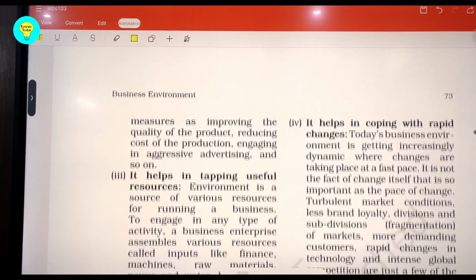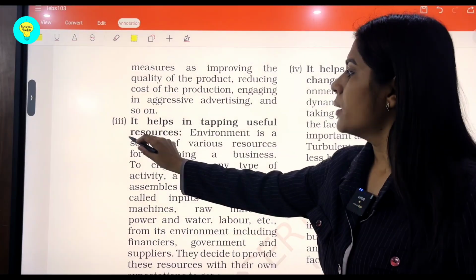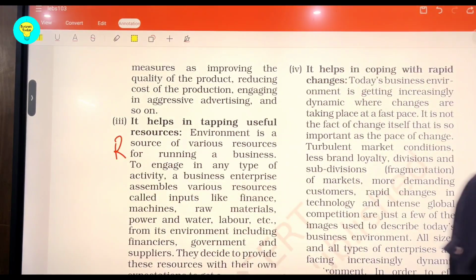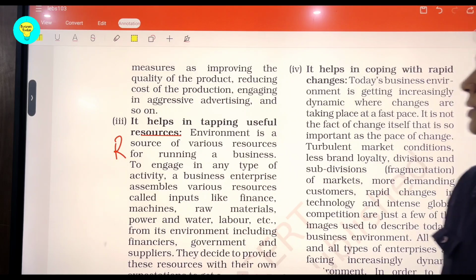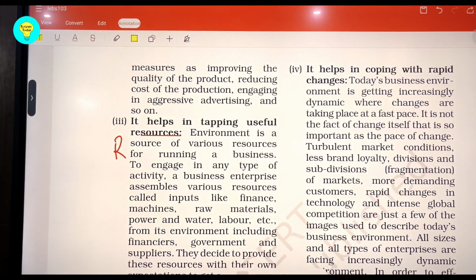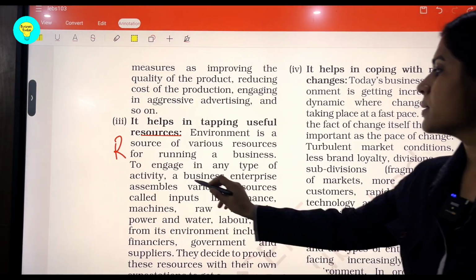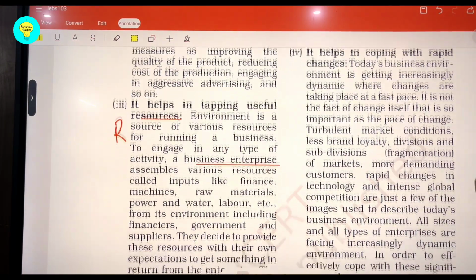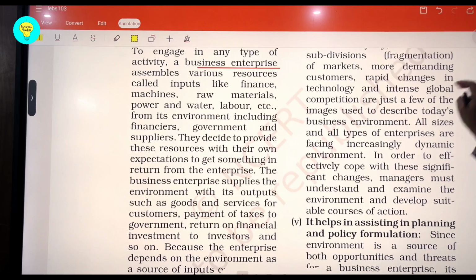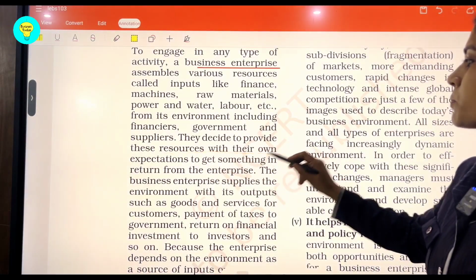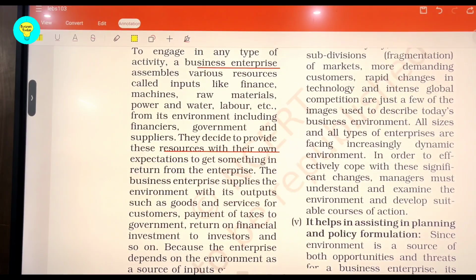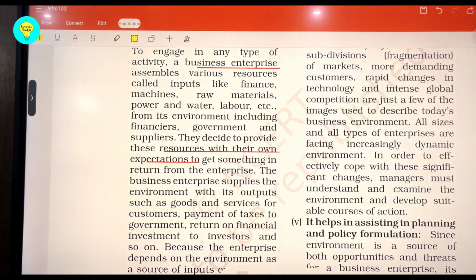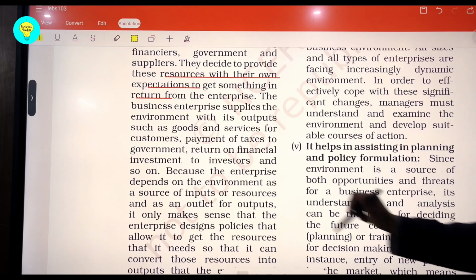So we have discussed these points of OR. This is another point with R of OR. So resources, it represents the resources, and by studying the business environment carefully, a business enterprise is capable of tapping the useful resources and utilizing these resources as per their own expectations and thereby giving them a good return with output.